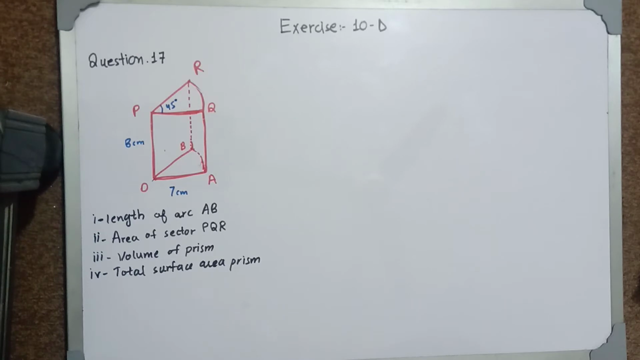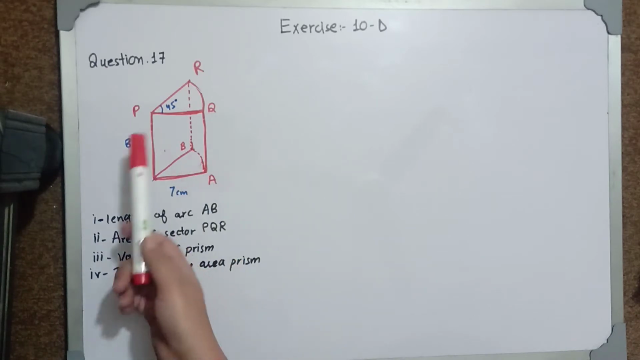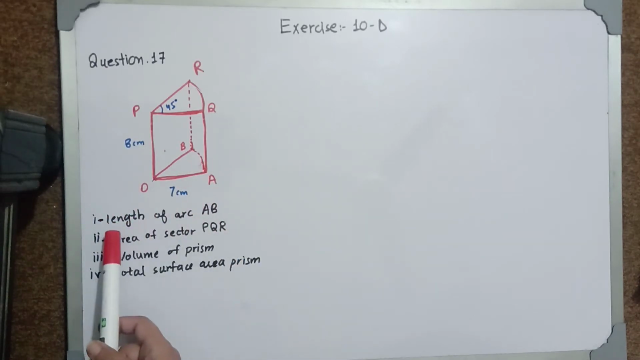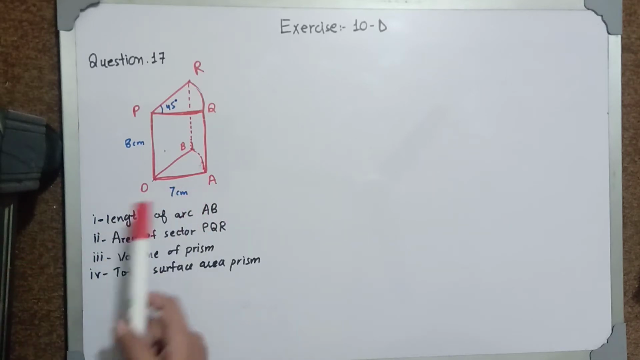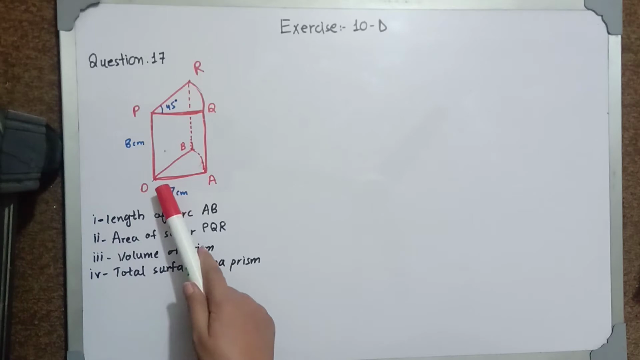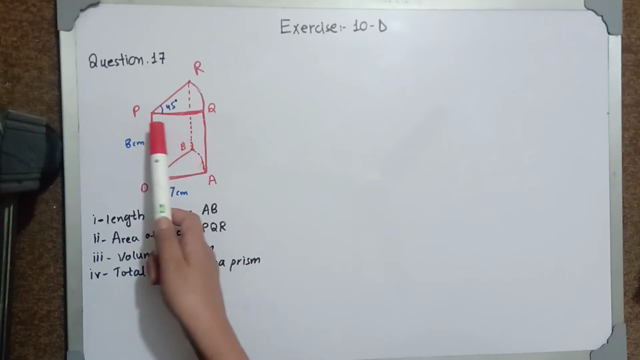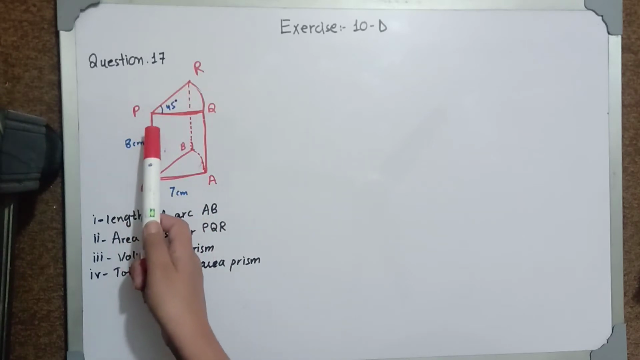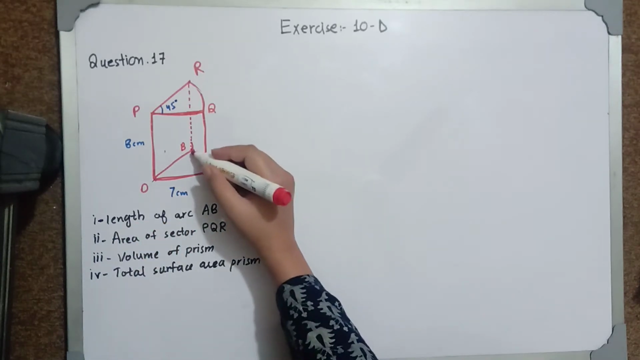And we are starting question number 17 of exercise 10D, right? In which you're given in the figure you can see there is a prism, right? And they've given some values for this prism, like the side OA is 7 centimeter, the side OP is 8 centimeter, and then there is this angle QPR, which is 45-degree, and you're asked to find the length of arc AB. And the arc length AB is this one.